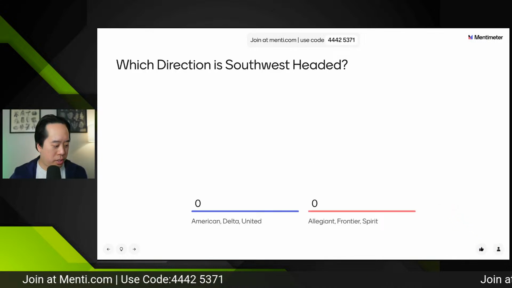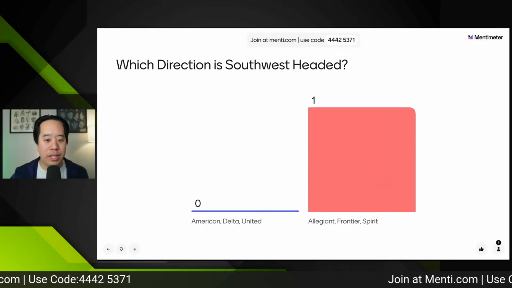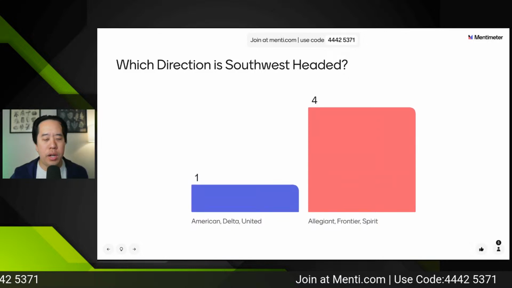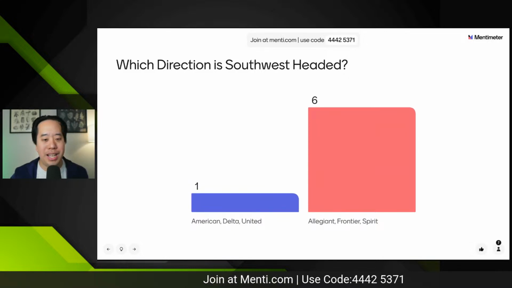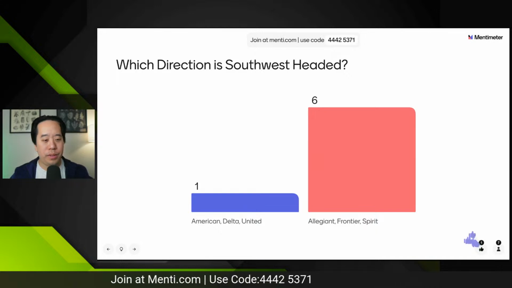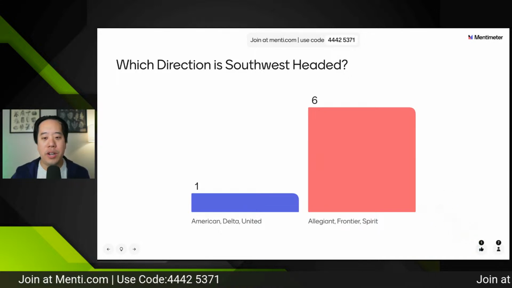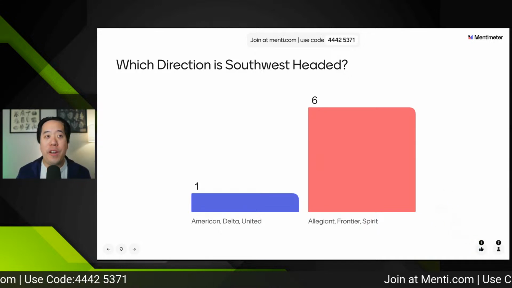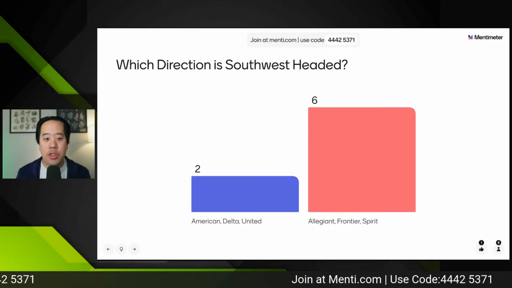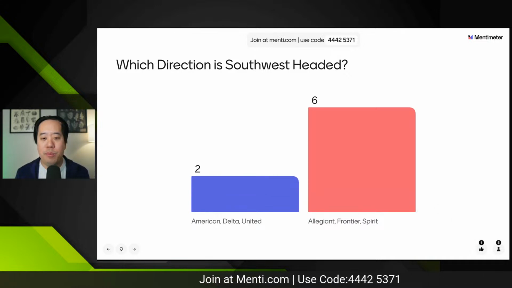Here we go. Okay, so are they going in the way of Allegiant, Frontier, and Spirit, or are they going in the way of American, United, and Delta? And so, they're starting to nickel and dime. And to be fair to Southwest, the other legacy carriers also nickel and dime with these baggage fees.